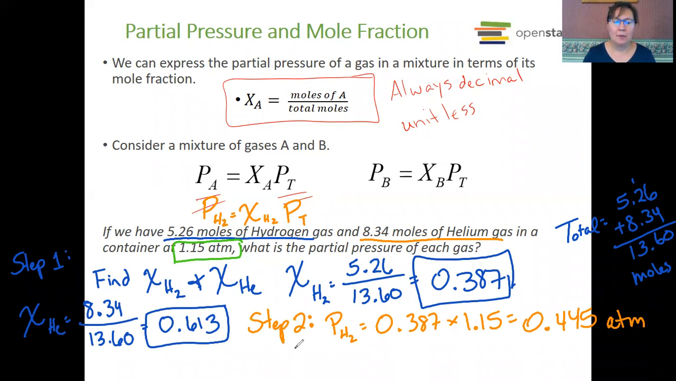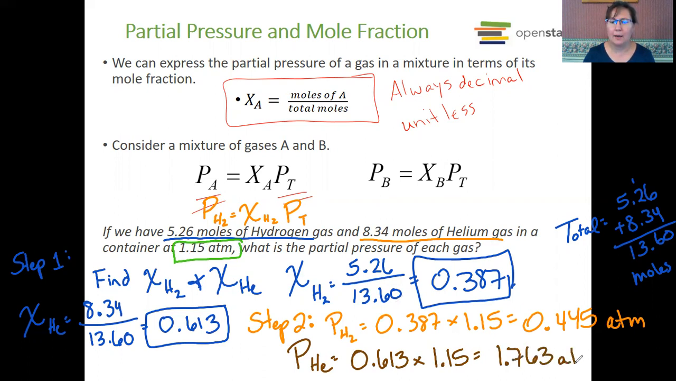And then the partial pressure for my helium will be the mole fraction of my helium, 0.613 times my total pressure here, 1.15. Okay. And I get 1.763 atmospheres. Now in this, okay, that also didn't work. Let me try, hang on. 1.15 times 0.613. There we go. Goodness gracious. I'm having fumble fingers today on my calculator.